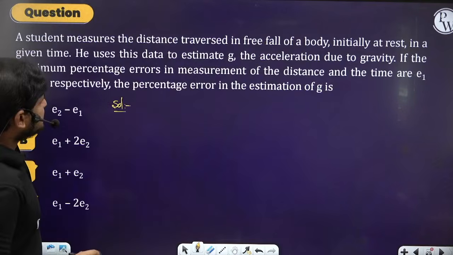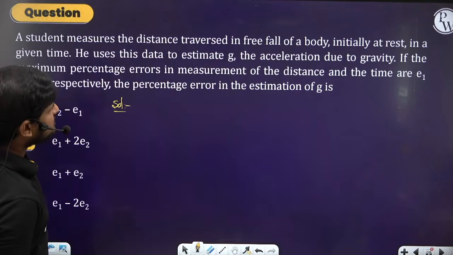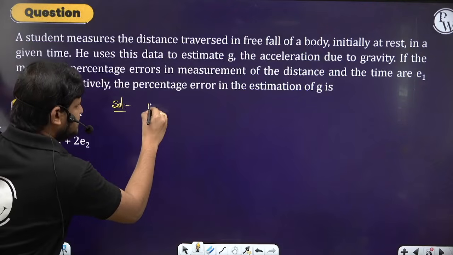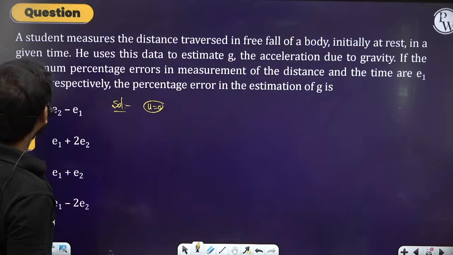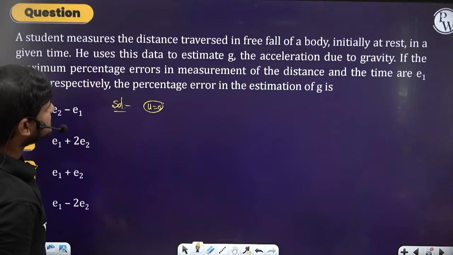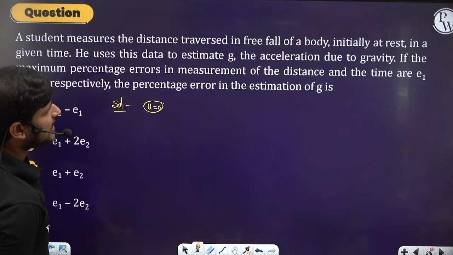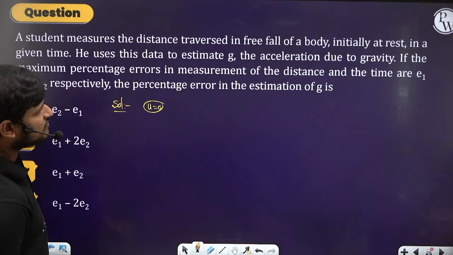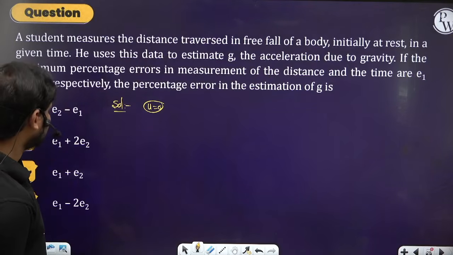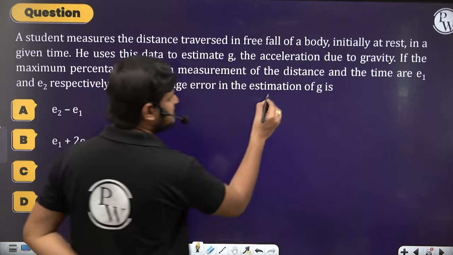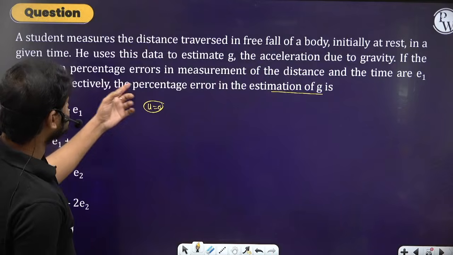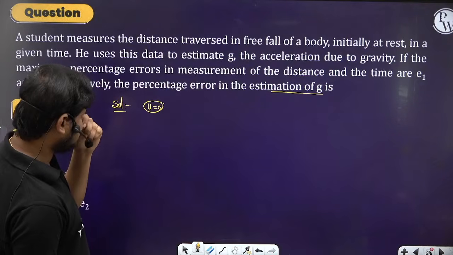A student measures a distance traversed in free fall of a body initially at rest. So body is initially at rest. So then in a given time, he uses this data to estimate the g value, the acceleration due to gravity. So if the maximum percentage errors in the measurement of the distance and the time are E1 and E2 respectively, so the percentage error in the estimation of g.